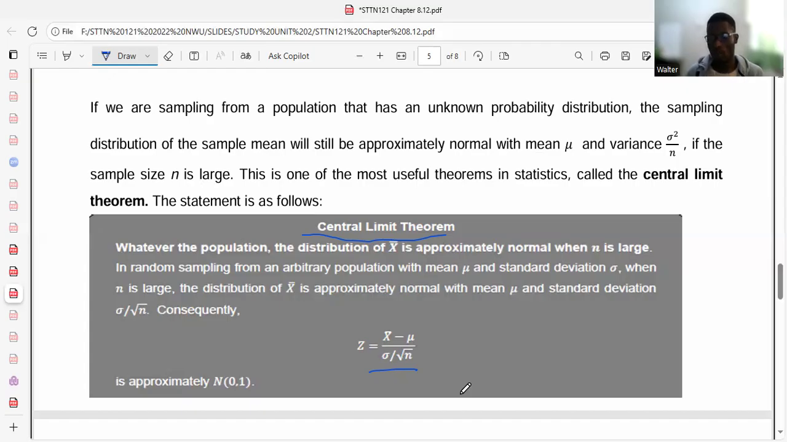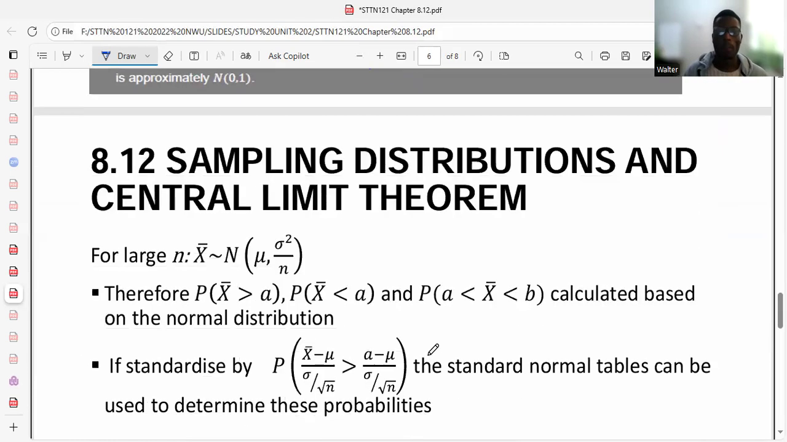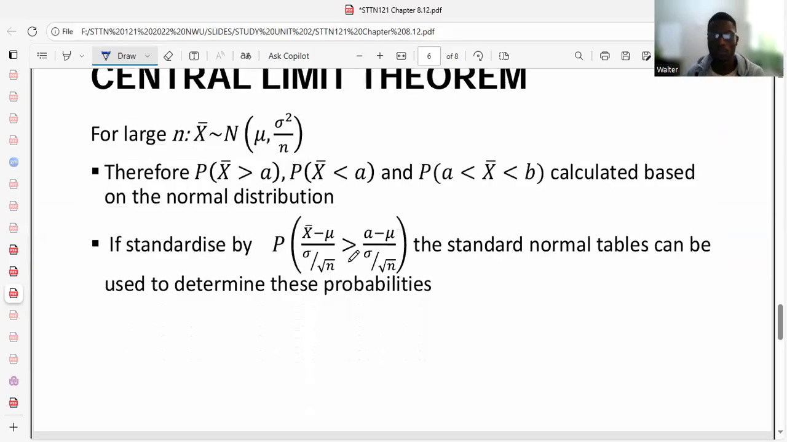But this is what you do. This is the formula. X bar, standing for the sample mean. Nu, this one, is standing for the population mean. Then this one, the population standard deviation. And then N is the random sampling or the random sample. Let's go and see. This is the formula.